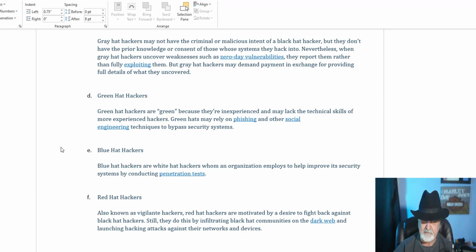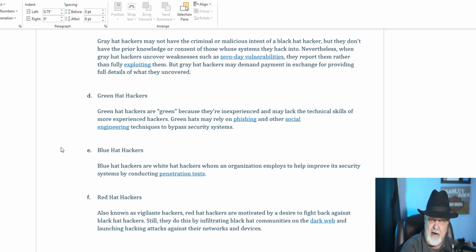All right. A blue hat hacker. Blue hat hackers are white hat hackers whom an organization employs to help improve its security system by conducting penetration testing. So white would be more if you're a company. Okay, so if you're a company out there, and let's say this is Jack's Tech Hut, Jack's Tech Hut goes out and gets contracts for penetration testing with companies. That would be under the white hat hacker.